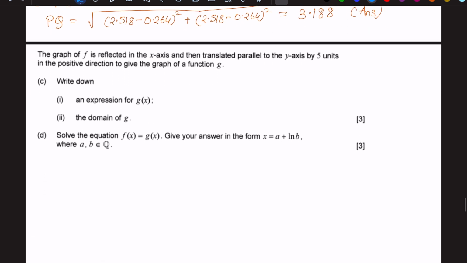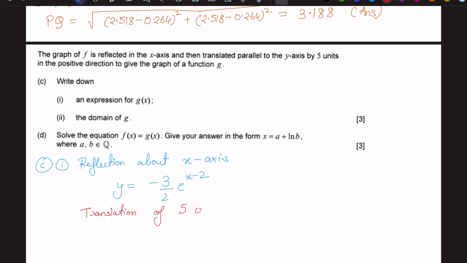So the graph of f is reflected in the x-axis and then translated parallel to the y-axis by 5 units in the positive direction to give the graph of function g. So first we have to find the expression for g(x), right? When we are reflecting the function about the x-axis, we have to do minus f(x). So the equation will become minus 3 by 2 e to the power of x minus 2. And then you're translating it 5 units in the positive direction of y, so f(x) plus 5.